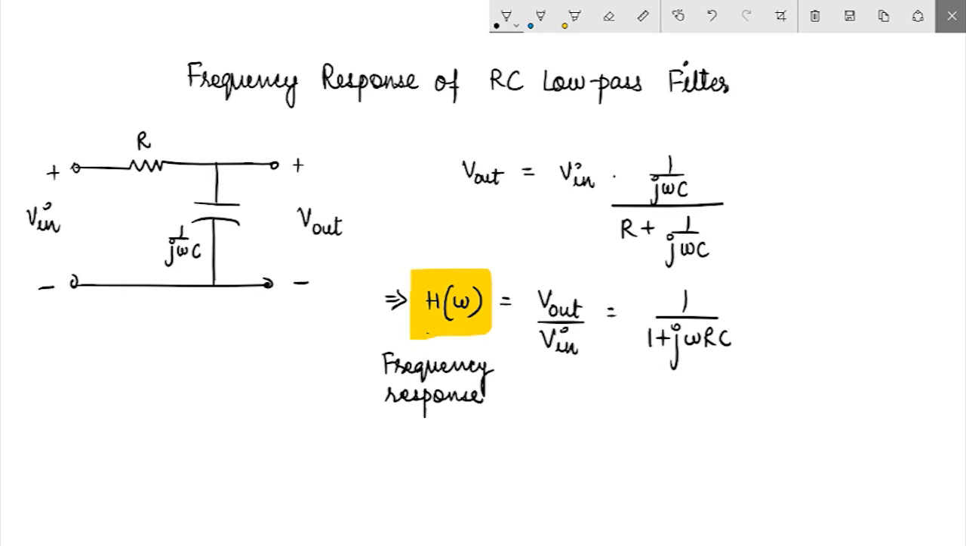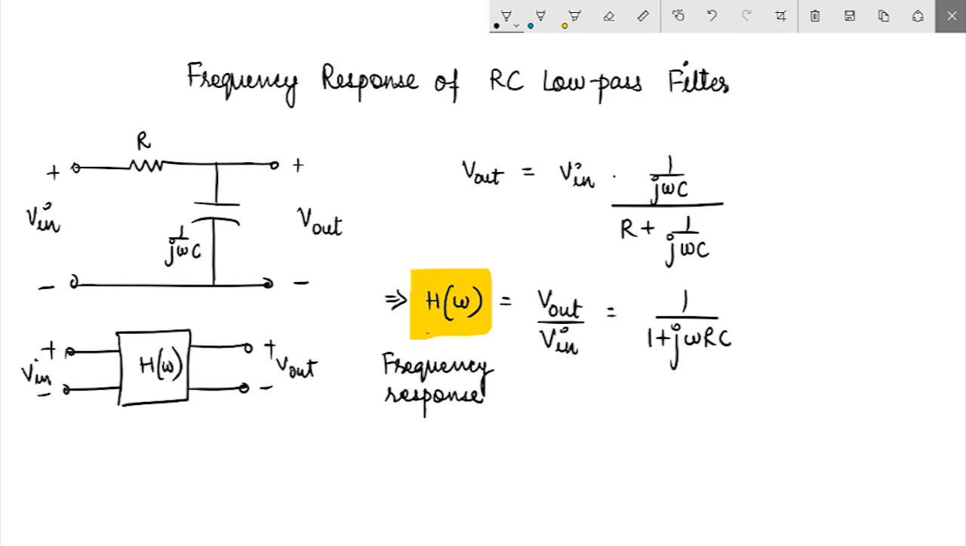Okay, that means if this was a system that takes some input and gives some output, I can define the characteristics of the system through this H of omega that tells us what would be the output, or what would be the change in the output, if the input was of frequency omega. So it tells us how a system would treat a given signal if it has a particular frequency.